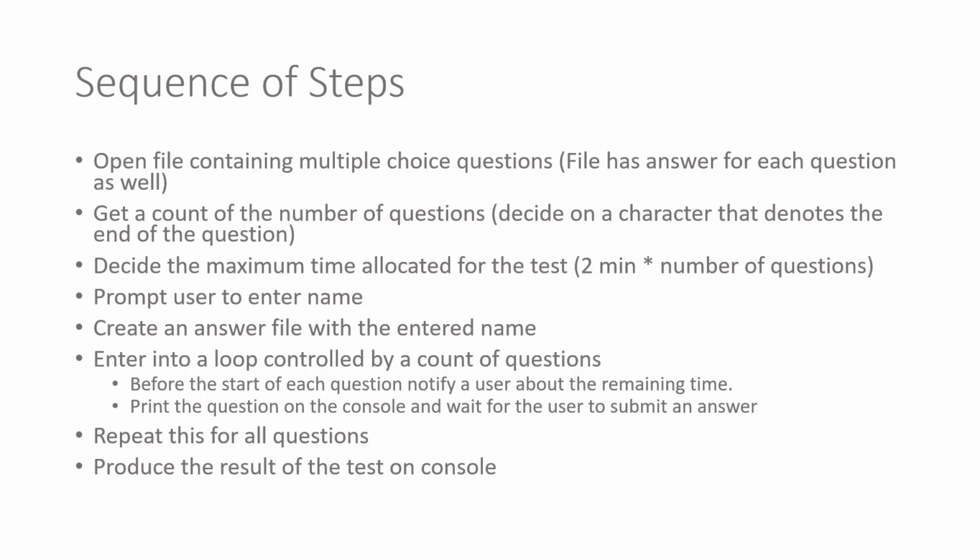And now the application will start. It will enter into a loop controlled by the count of the number of questions. Now, before the start of each question, the application will notify the user about the remaining time. And for each question, it will print the question on the console and wait for the user to submit an answer. These two steps are repeated until all the questions are completed. And at the end of the loop, once all questions are attempted, produce the result of the test on the console.